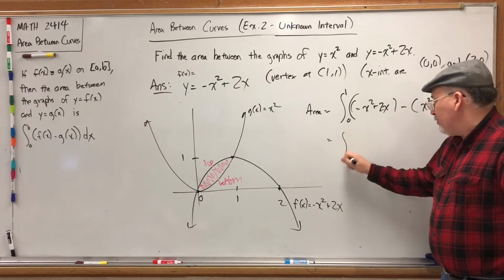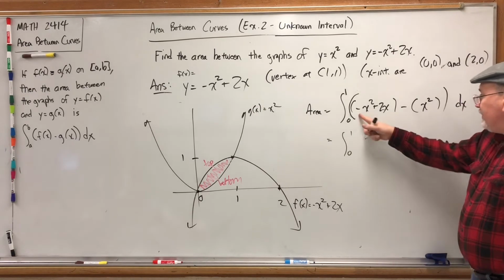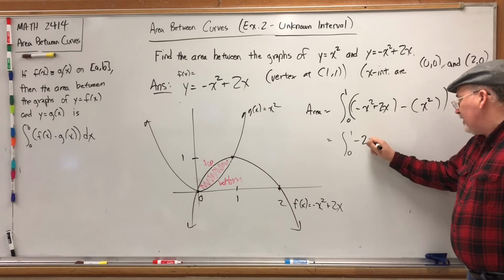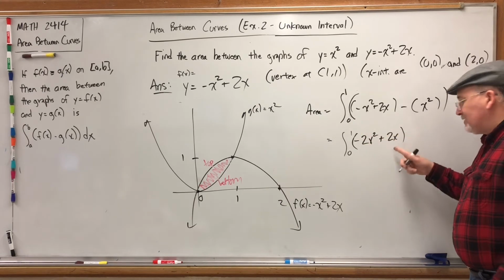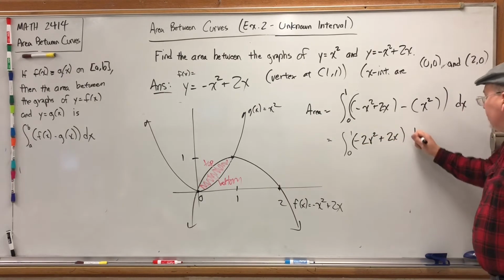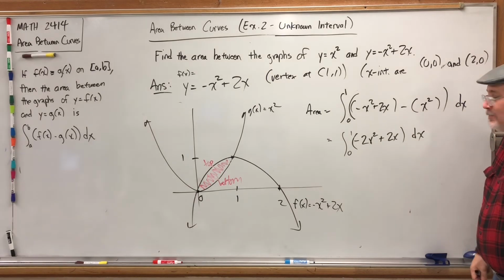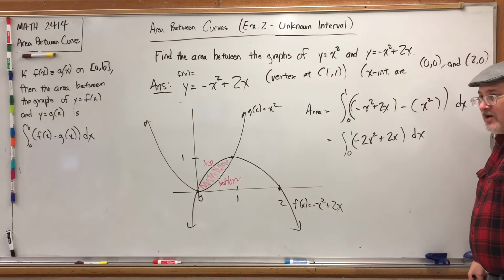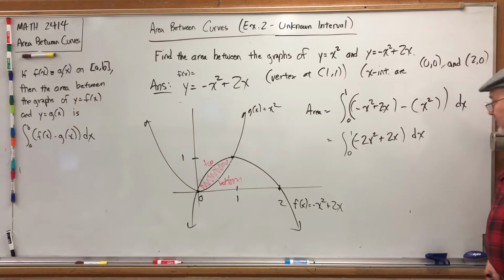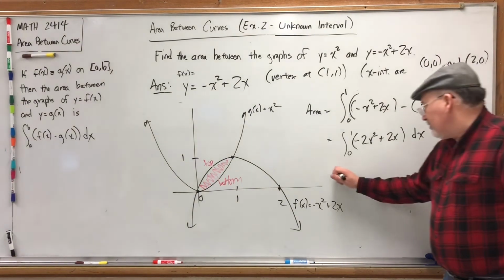All right, so this is the integral from 0 to 1. Negative x squared minus x squared is negative 2x squared, and then plus 2x. Wait a second, that was the thing we just solved to find the x-intercepts, which actually makes sense because we put the functions equal to each other, and then to solve we had to subtract one from the other anyway. So that's nice.